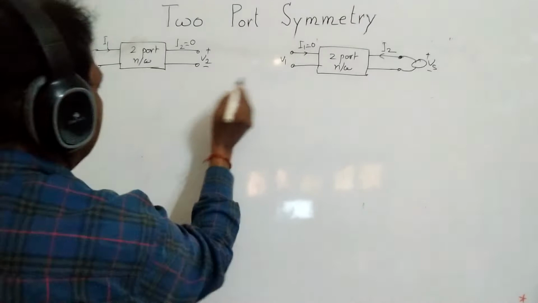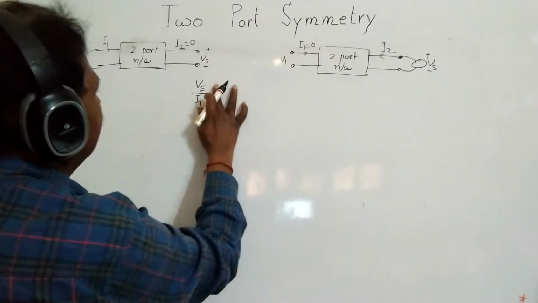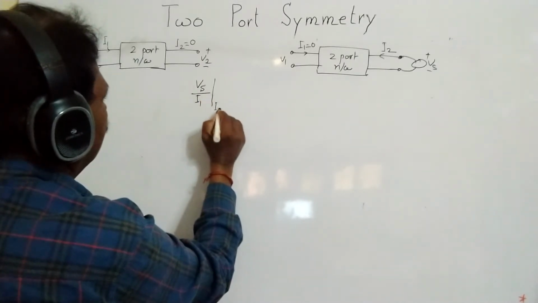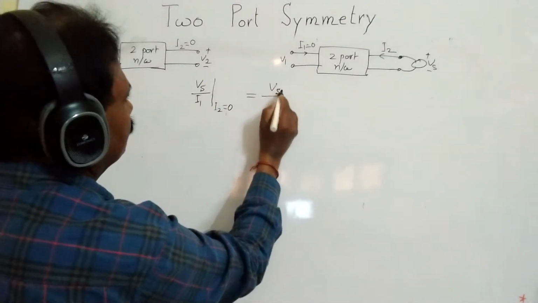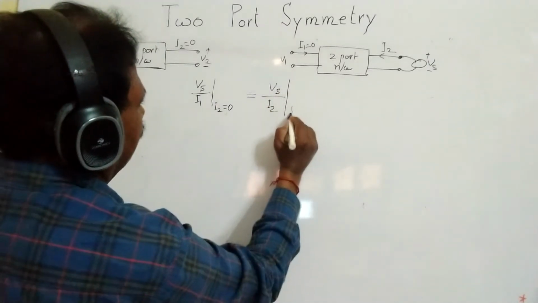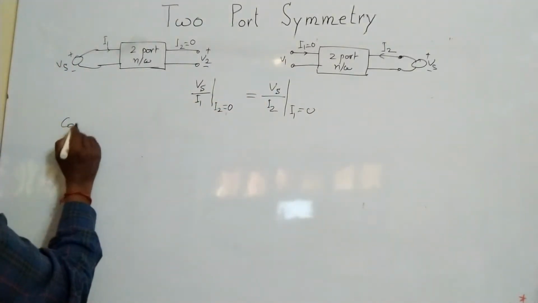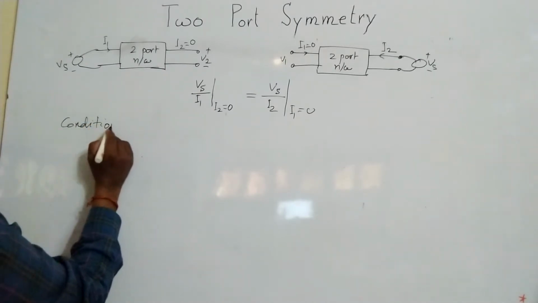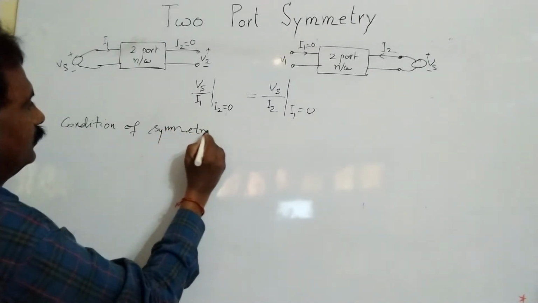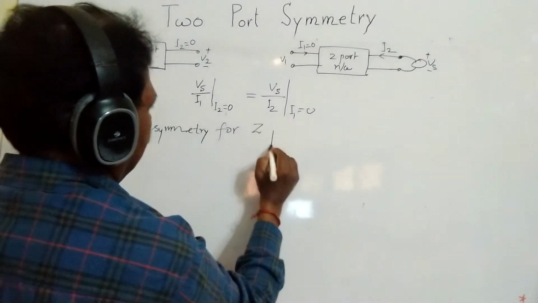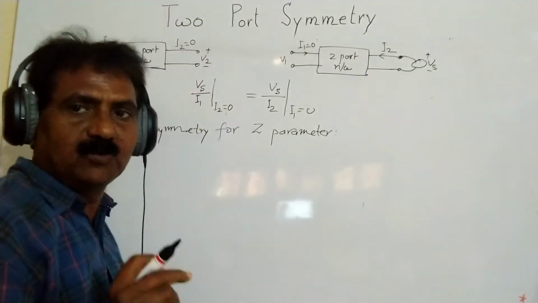And what we obtained? The condition was Vs by I1 when I2 equal to 0, and for this Vs by I2 for I1 equal to 0, and we are going to get the condition of symmetry for Z parameters. Then in Z parameters, what we have obtained?